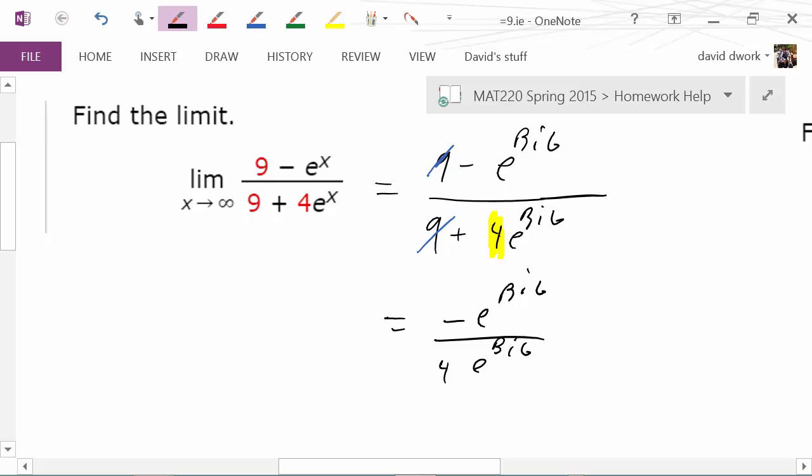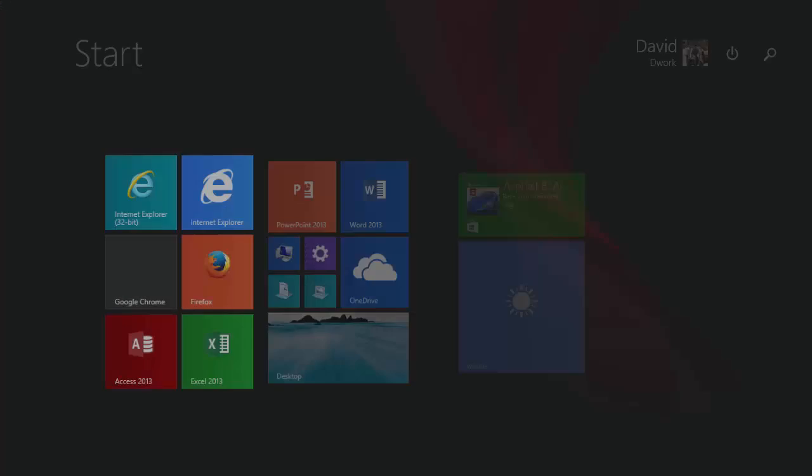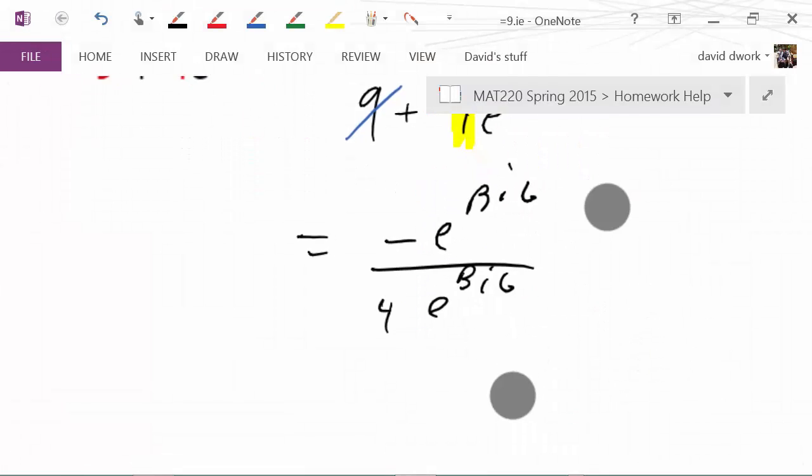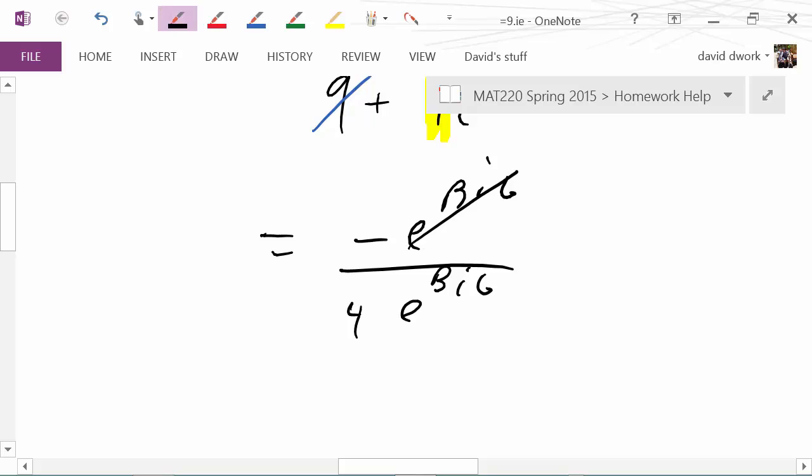Now back to algebra logic. What we're essentially seeing here is e to the x divided by 4e to the x. So when you have two things that are the same, one in the numerator, one in the denominator, and they're all multiplying, we are now able to divide. So what we're going to go ahead and do here is divide. E to the big divided by e to the big leaves us with negative 1 over 4.